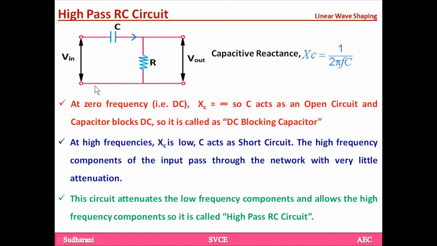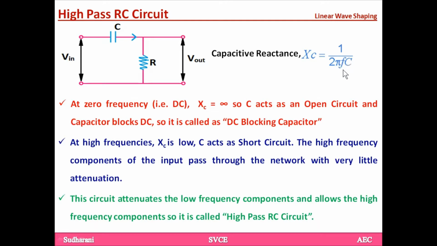For example, here I am considering 0 frequency. If f value is 0, then Xc value becomes infinite, so the capacitor acts as an open circuit. We already know that a 0 frequency signal is called a DC signal. So when the capacitor acts as an open circuit, there is no connection between input and output. Therefore, we are not getting any output signal. That means for DC, the capacitor is open and we are not getting any output signal. So it blocks the DC signal. That's why this capacitor is also called a DC blocking capacitor.